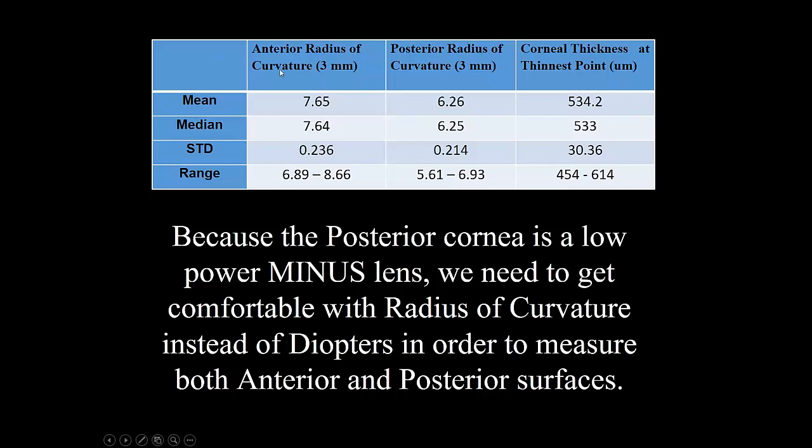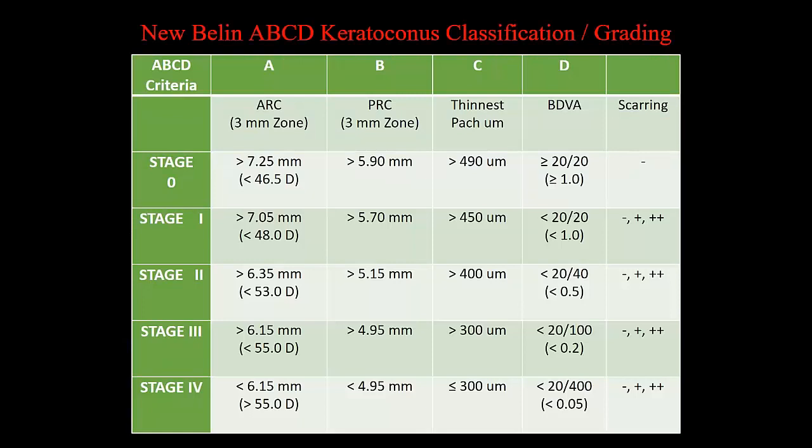So we looked at the anterior radius of curvature at the 3mm zone, the posterior radius of curvature at the 3mm zone, and the actual thinnest point, not the apical reading, but the thinnest point of the cornea. And we came up with what we call the ABCD keratoconus classification or grading system.